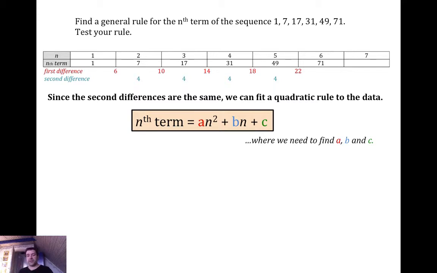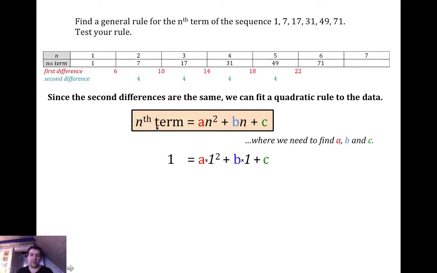So instead of being something n plus or minus something, it's something n squared plus something n and something on the end. So generally speaking, we can find a rule for this that's a quadratic expression, an squared plus bn plus c, and we need to find out what a, b, and c are so that we know what the rule is. Well, we can do this by plugging in some known values.